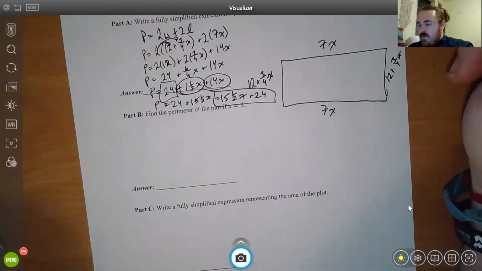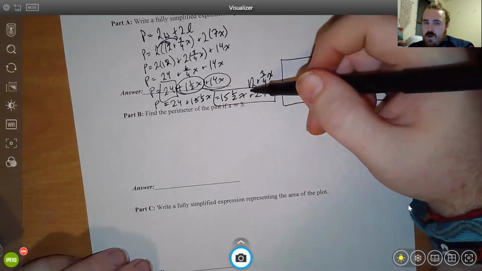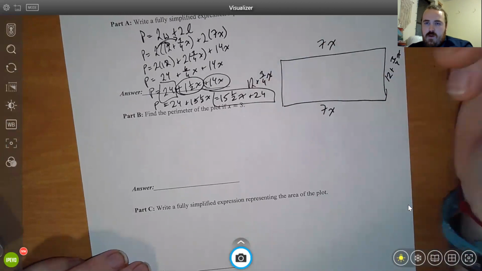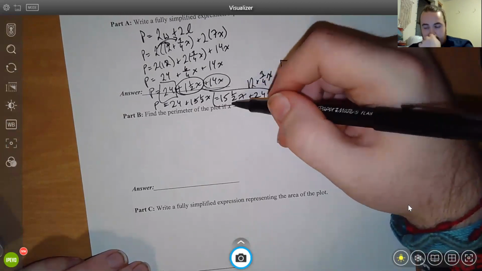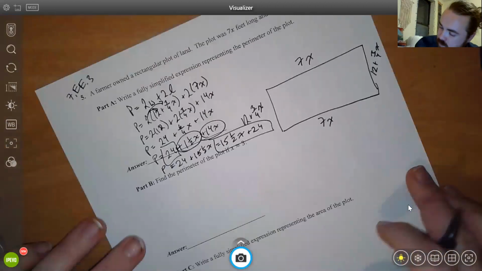Part B, you're just going to have to plug in. If you had 31/2 x plus 24, that's also fine. Or 15.5x plus 24, that's also fine. It doesn't matter if it's a decimal or fraction, an improper fraction or mixed number. But most of the rest of the stuff does matter. But again, we're just going to plug in here.